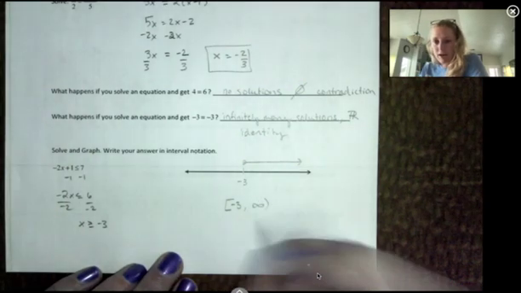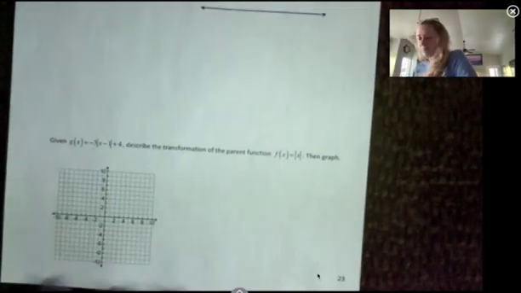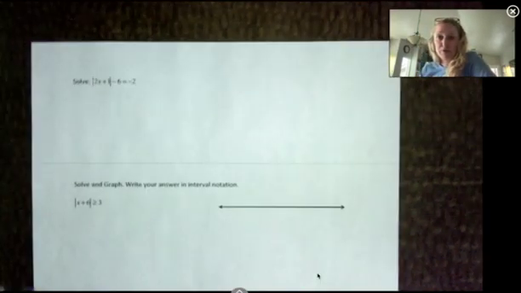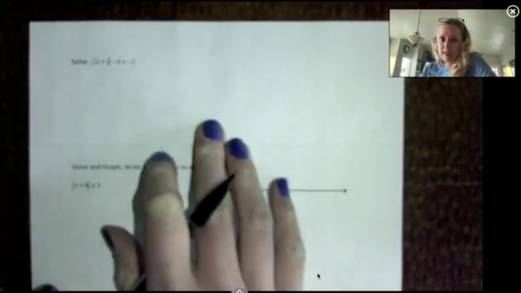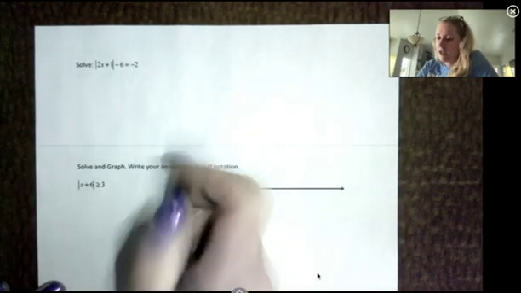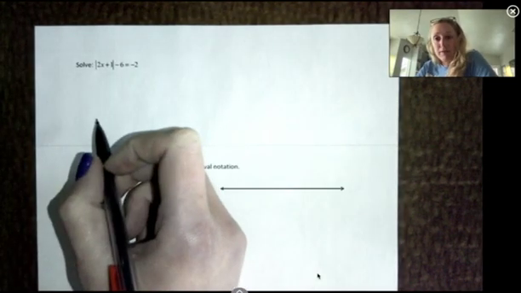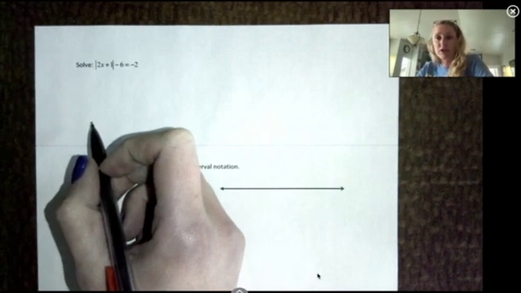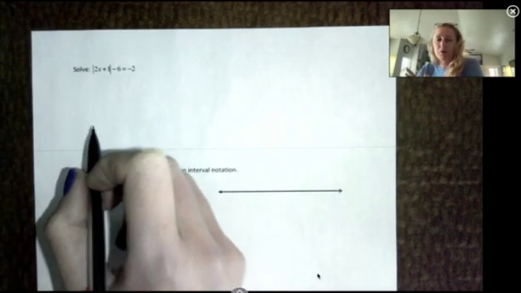We never use a bracket on infinity, just parentheses. Okay. All right, absolute value. We need to isolate the absolute value part first, and then remember we set up two equations, one to equal the negative value and one to equal the positive.